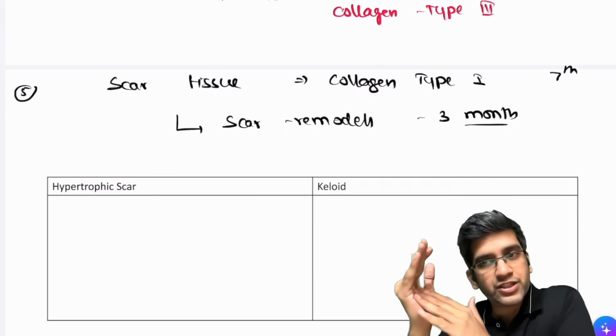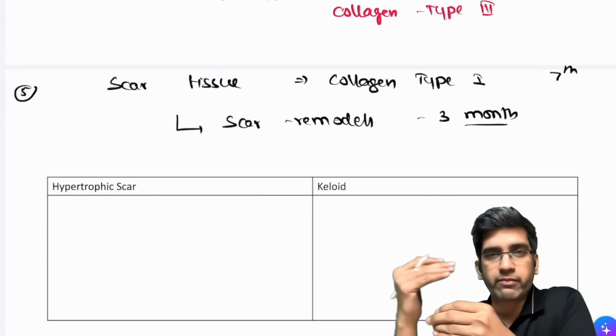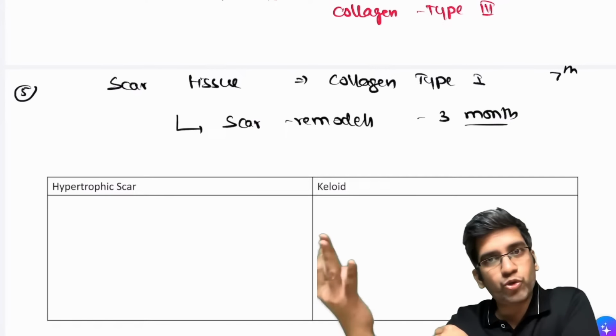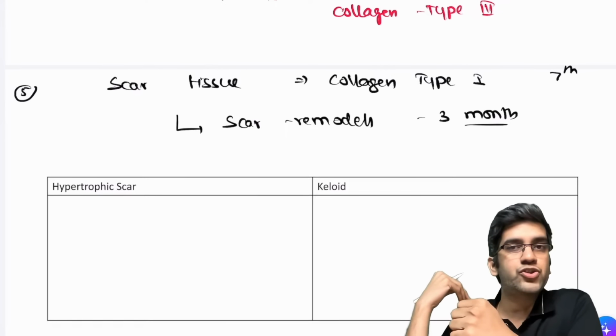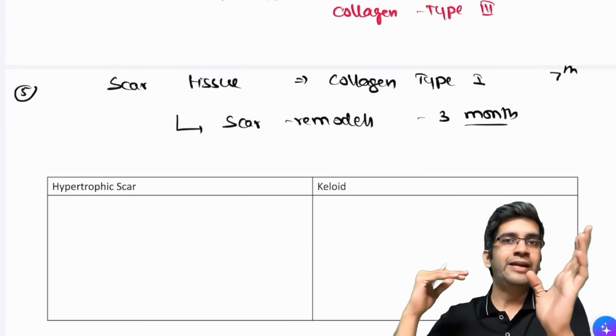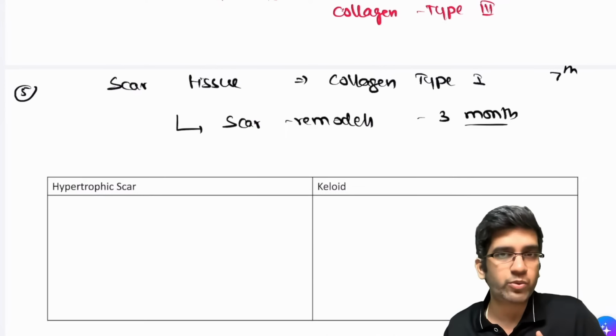If it's second intention, maybe it'll take some more time. I might have necrosis for 3 days. I might have macrophages for 4 to 8 days. I might have your granulation tissue around 10 to 14 days. I might have a scar after around 2 weeks. The only thing is the timeline changes, rest everything will be the same, right?